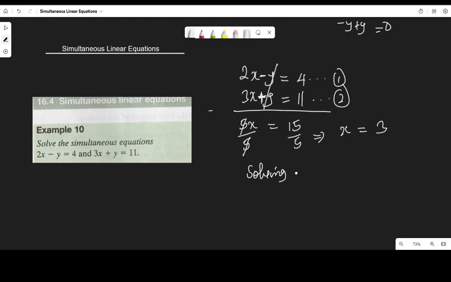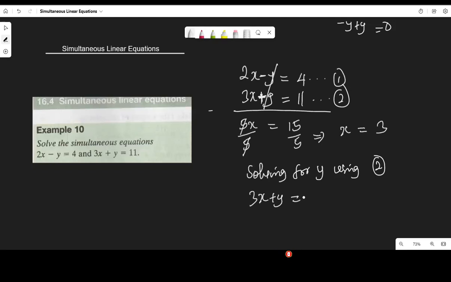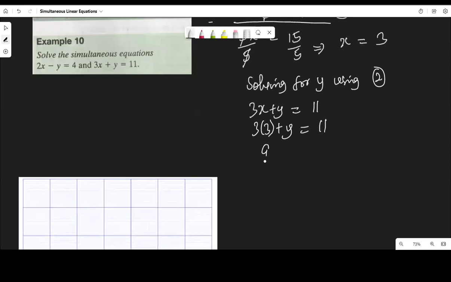Now, solving for y using any of the equations, let me use equation 2 this time around. Equation 2 says 3x plus y is equal to 11. x is 3, so 3 times 3 plus y is equal to 11. 3 times 3 is 9. 9 plus y is equal to 11. y therefore is 11 minus 9, which is 2. Therefore, x is 3 and y is 2.